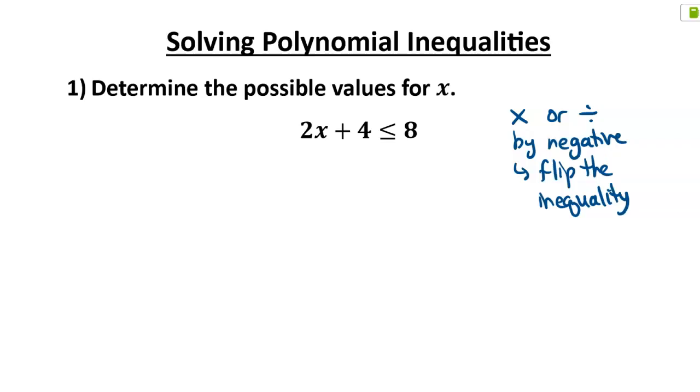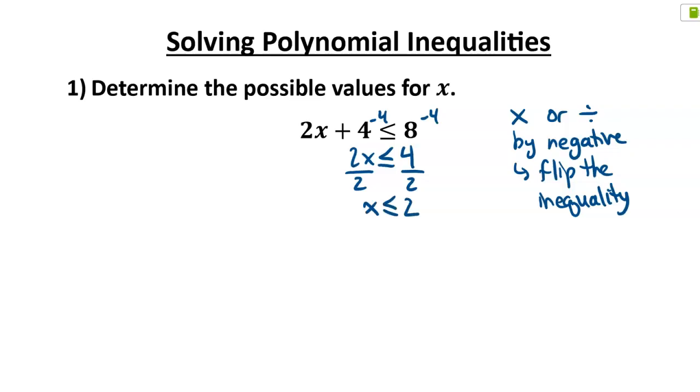So what we're going to do first is subtract 4 from both sides. So we get 2x is less than or equal to 8 minus 4, which is 4. And now we can divide by 2. Notice I'm dividing by a positive number, so it's not going to flip the inequality. So we're going to get x is less than or equal to 2.